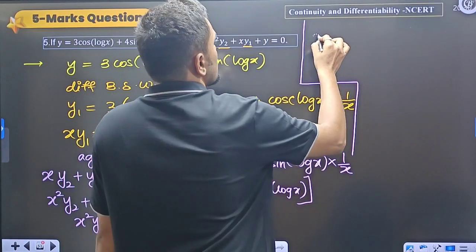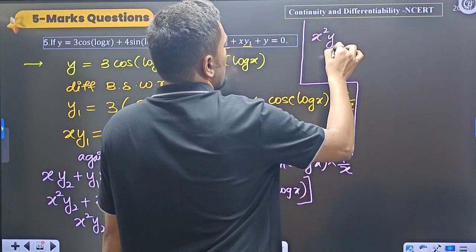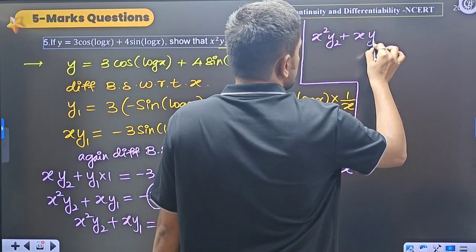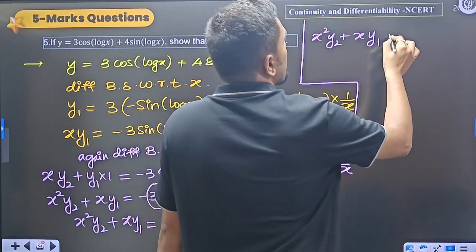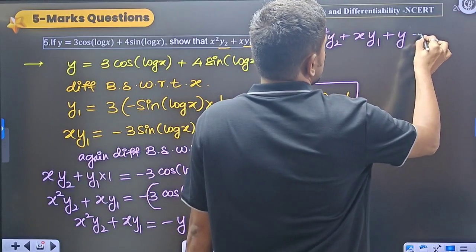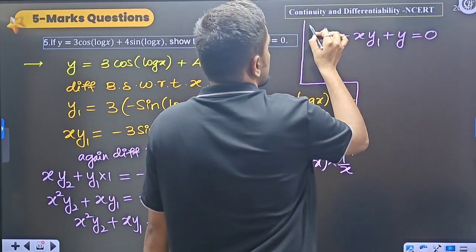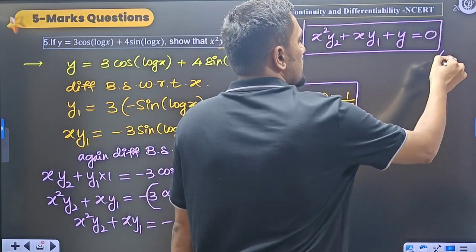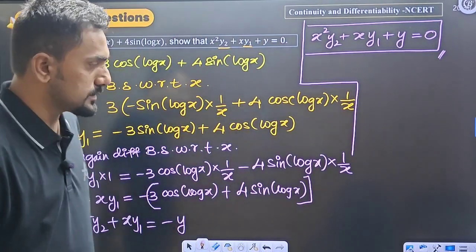Okay, so x square y2 plus xy1 plus y is equal to 0 is the required proof. If you write this much, then you will get 5 out of 5 marks.